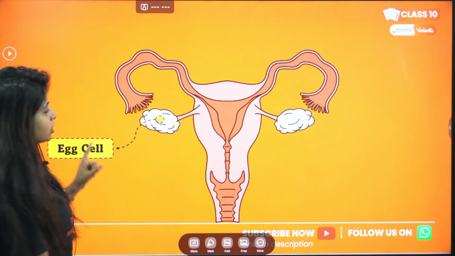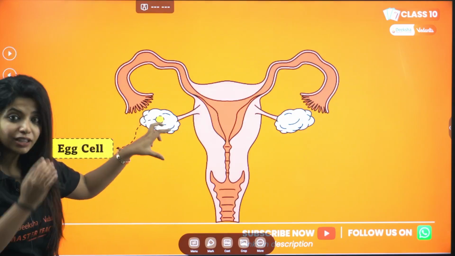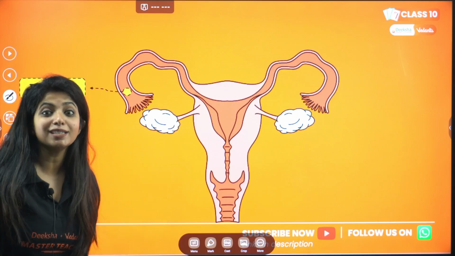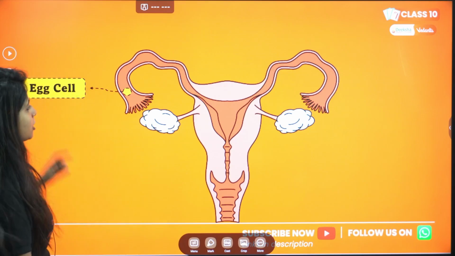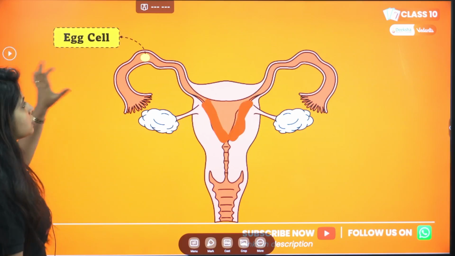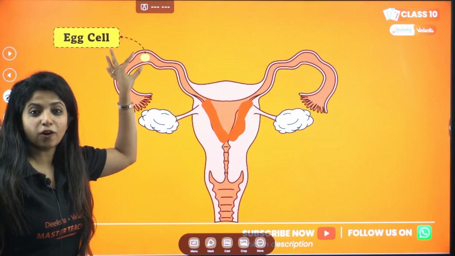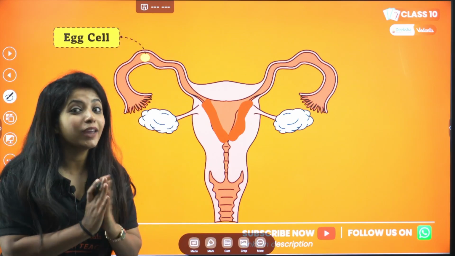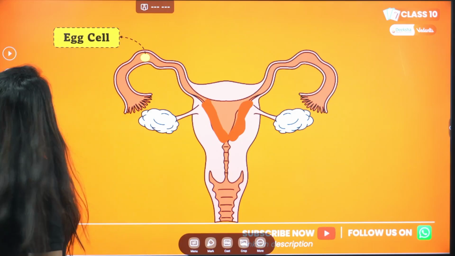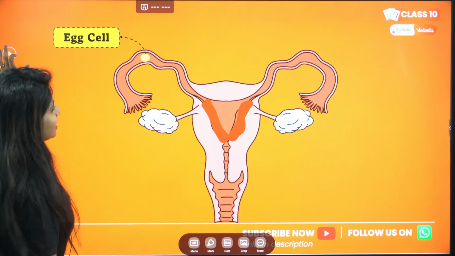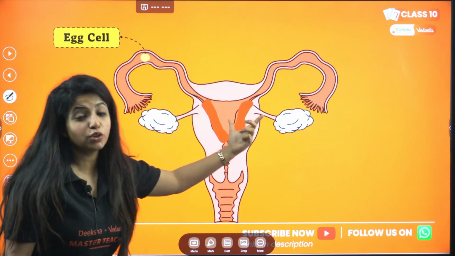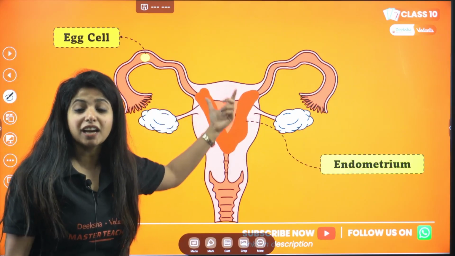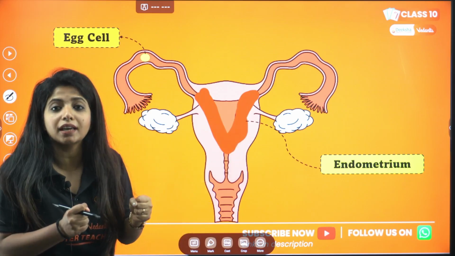Let's go ahead. So first of all, the egg is being made over here in the ovary. I just told you that. Now the egg is being released, and this process is known as ovulation. What do you call this? Ovulation. Now the egg travels and goes to this particular region of the oviduct or the fallopian tube and waits there. It waits there for the sperm to come. But you have to know one very important thing: while it waits, the uterus is also getting prepared. Why? Over here, the endometrium layer, the innermost lining of the uterus, becomes very thick.